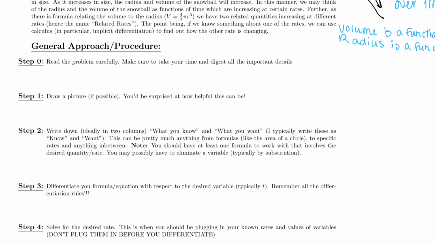So here's the idea. There's going to be a word problem. Read the problem carefully. That's your first step. Take your time, digest all the important details. With word problems, you can't skip over the word part. The word part is important. This step says, just read it, okay?